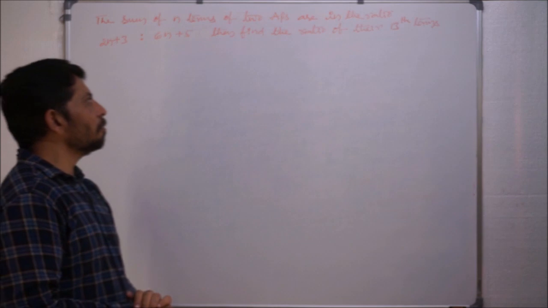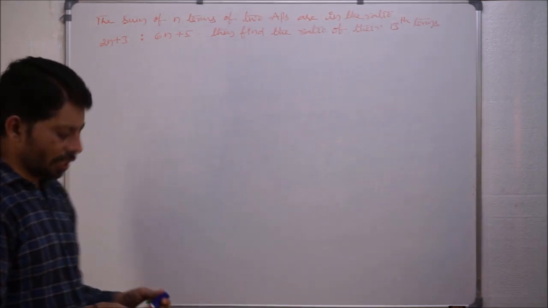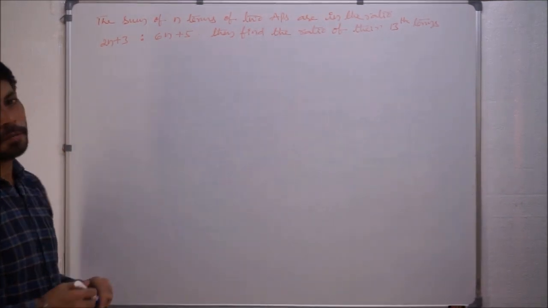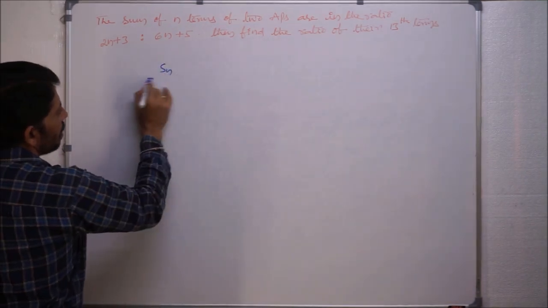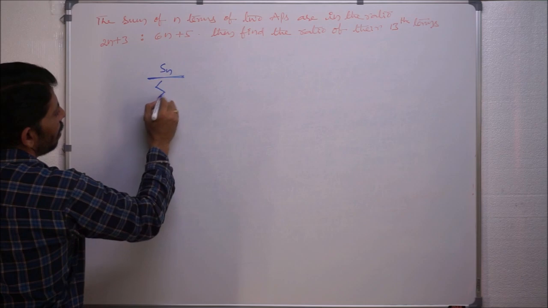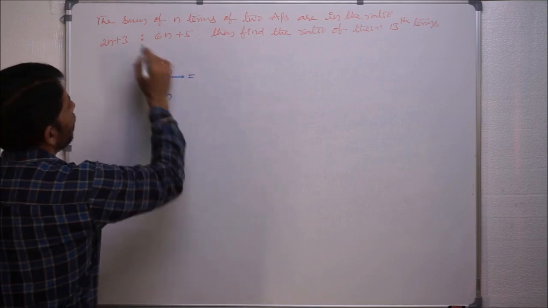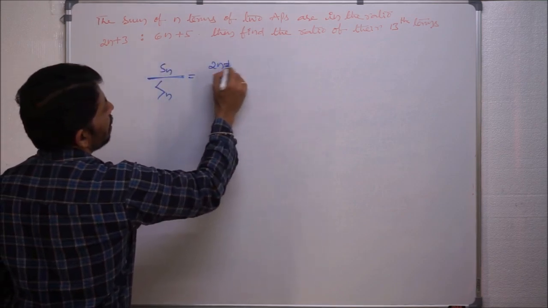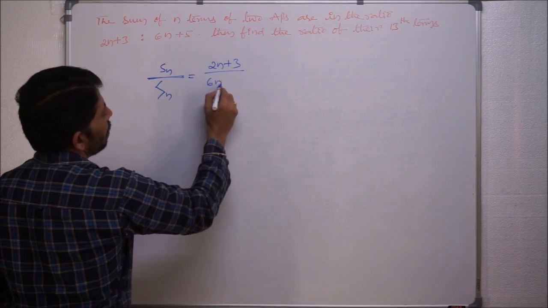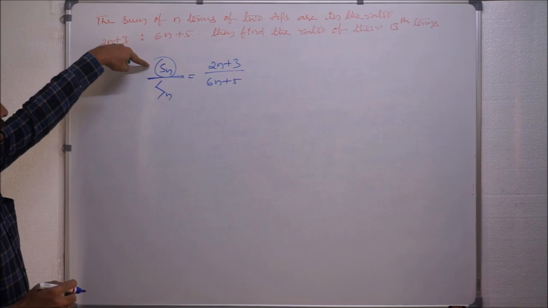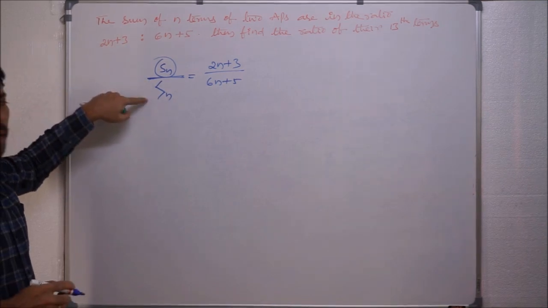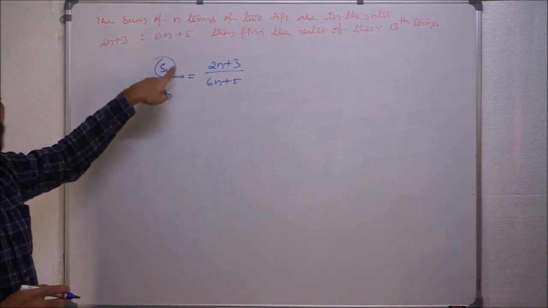The sum of n terms of two APs are in the ratio 2n plus 3 is to 6n plus 5. Then find the ratio of their 13th terms. Let the sum of the first AP be Sn, and of the second AP be capital Sn. And they have given 2n plus 3 by 6n plus 5. For this let us use small letters, and for this capital letters, whereas the number of terms will be the same.